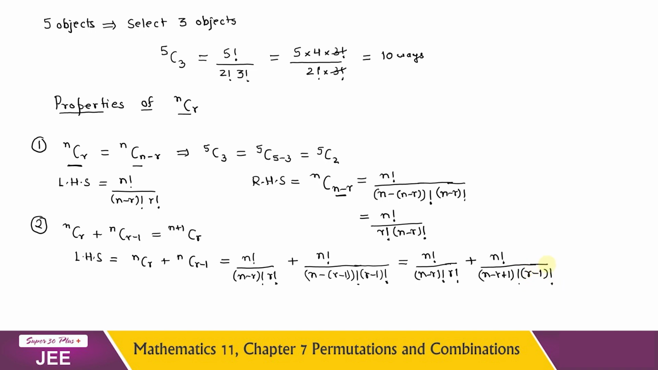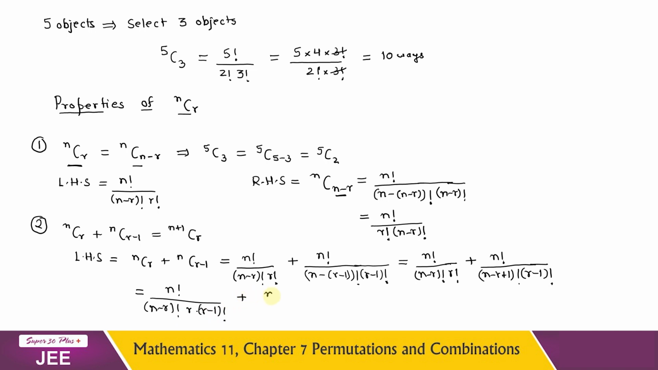Alright, now see carefully that (n minus r plus 1) factorial is going to be larger than (n minus r) factorial, and r factorial is going to be larger than (r minus 1) factorial. So this can be further written as n factorial over (n minus r) factorial into (r minus 1) factorial. I have reduced r factorial in terms of r into (r minus 1) factorial.